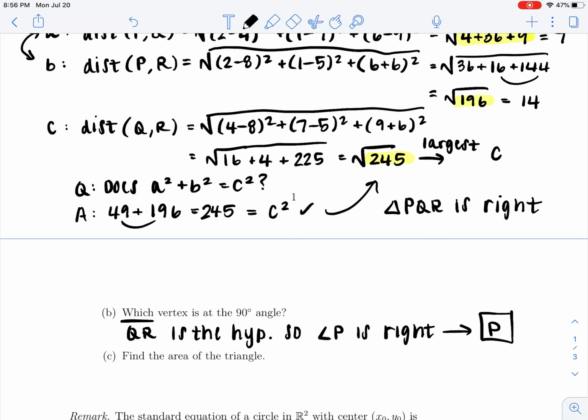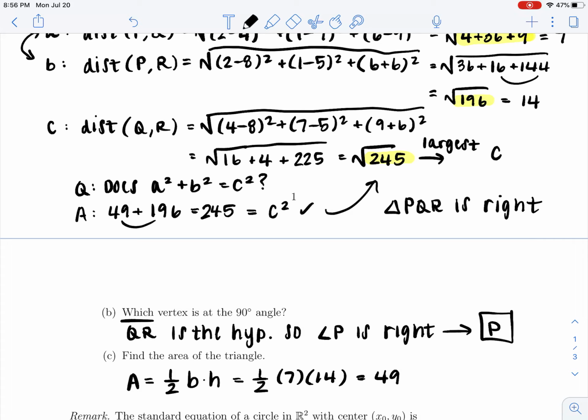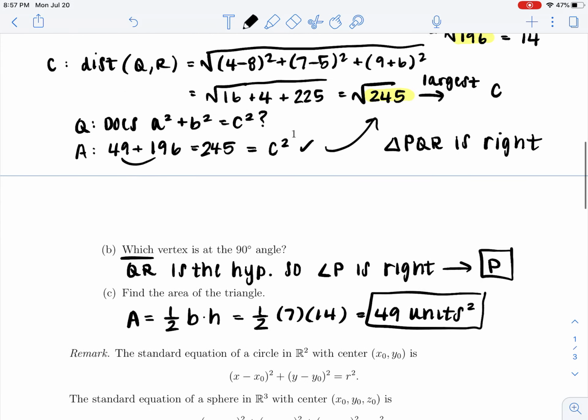And finally, part C, we want to find the area of the triangle. We already did all the hard work computing the distances, so we can just utilize our information there. So the area of a triangle is given by 1/2 base times height. But we're just going to use the base and the height as the two legs. So one of those lengths was 7, the other was 14. And so we get an area of 49 square units. All right, so that's a wrap on problem 11.